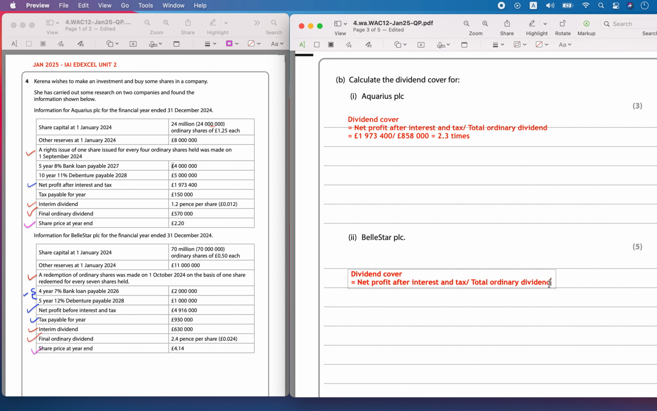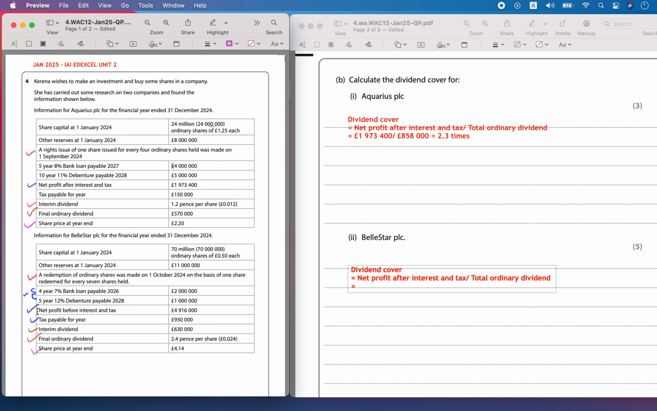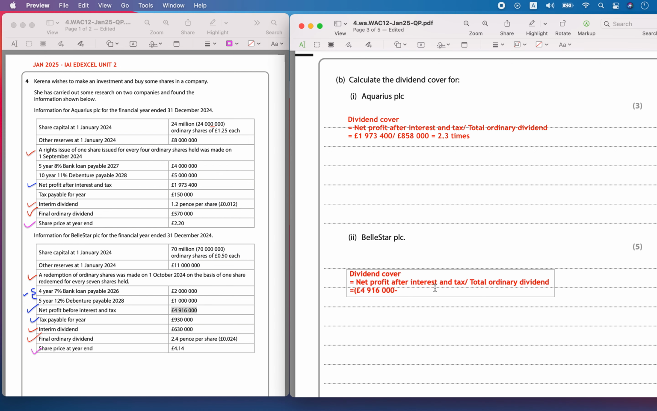Now let's calculate the dividend cover for Belstar PLC. We need the net profit after interest and tax. But for Belstar, we have the information only for the net profit before interest and tax. So we have to deduct the interest and the tax. Now let's pay off the interest and tax. For this we have to calculate separately, I will calculate it.